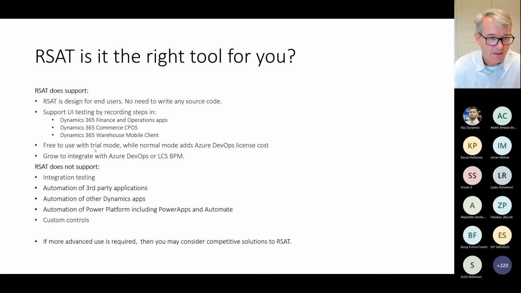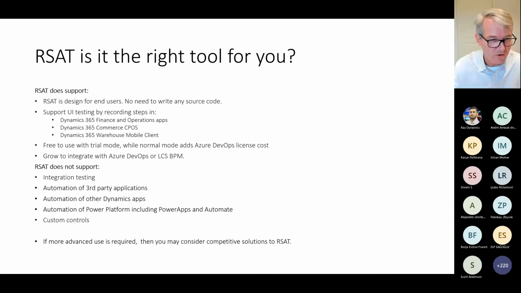You can use the trial mode of RSAT. Then you don't need to consider Azure DevOps license costs. You're basically able to use this for free. You can download the RSAT and start using it with your environment. There's no cost incurred from that. Later on, should you decide that Azure DevOps adds value for you, then you can grow from there, adding DevOps. You might even consider using the LCS BPM model to help guide your process of defining tests.